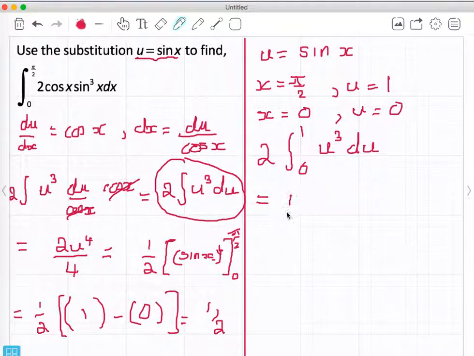So it becomes 1/2 u to the power of 4, between 1 and 0, so I can put 1 in and then take away 0, and it gets me the same value at the end of 1/2, but I don't have to put the substitution back in at the end. It doesn't make any difference which way you do it. I prefer this way because the calculations always seem to be a bit easier at the end.